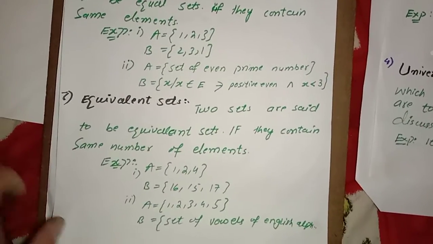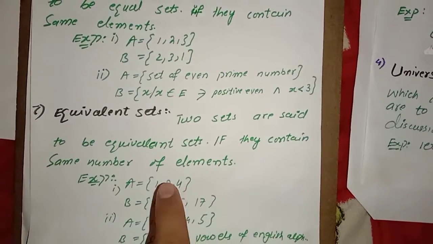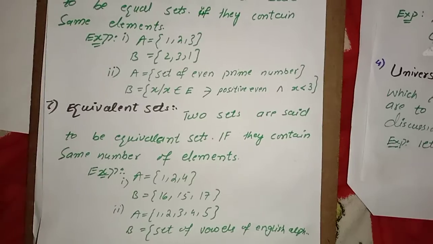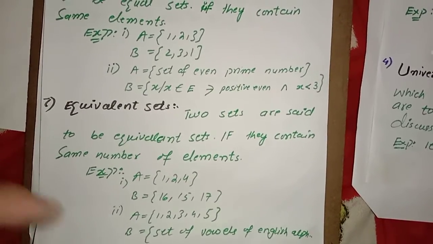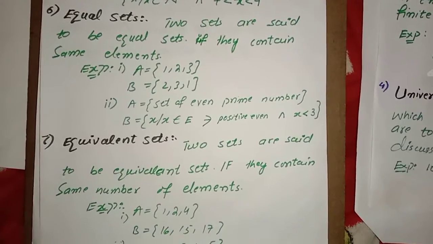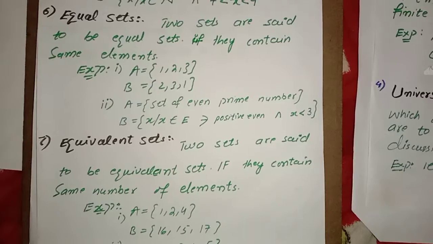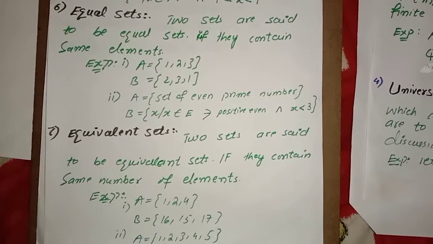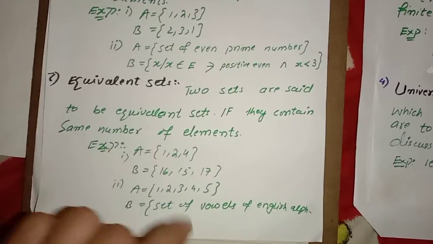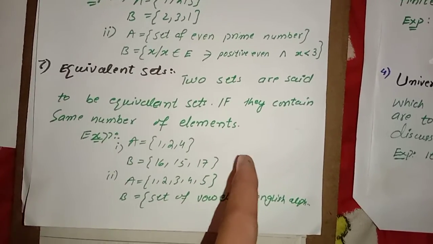Equivalent sets. Two sets are said to be equivalent sets if they contain the same number of elements. You need to differentiate between equal and equivalent sets. Equal sets are those sets which contain the same elements, and equivalent sets are those sets which contain the same number of elements. The cardinality of these sets will be the same.